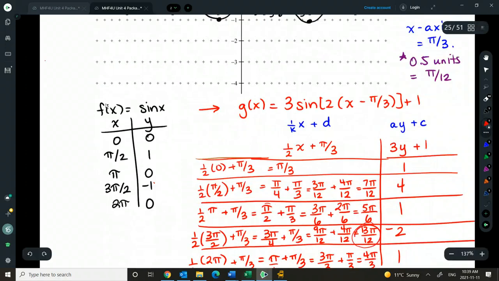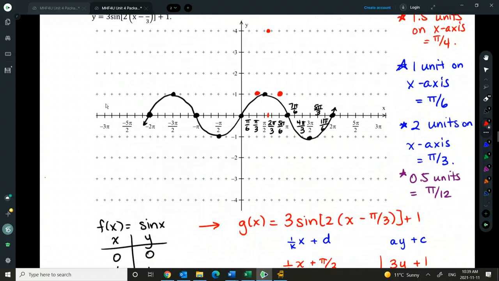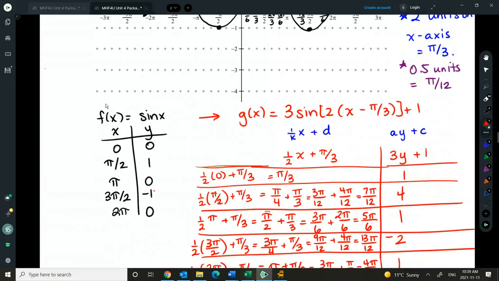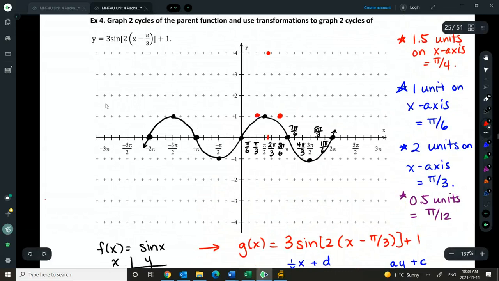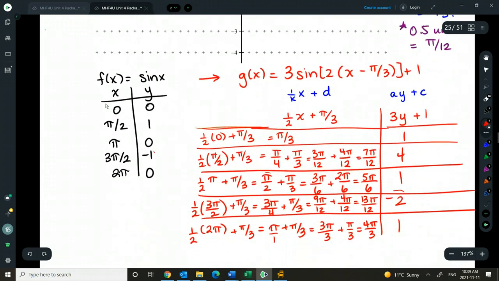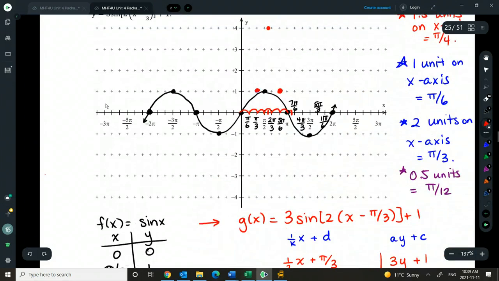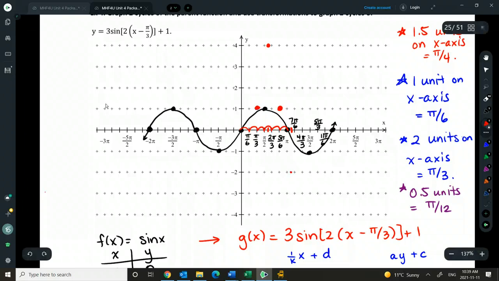How do I figure out what 13 pi over 12 is? How many units is that on the x-axis here? Okay, so 13 times 0.5, 6.5 units. So count it over. 1, 2, 3, 4, 5, 6.5 has a value of -2. So I'm going to go down here at -2.